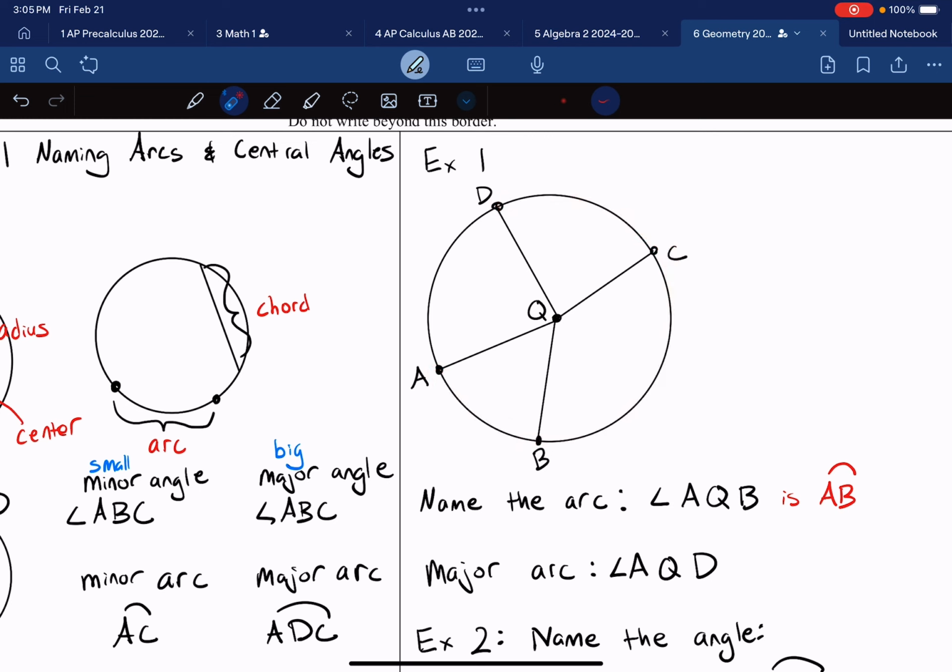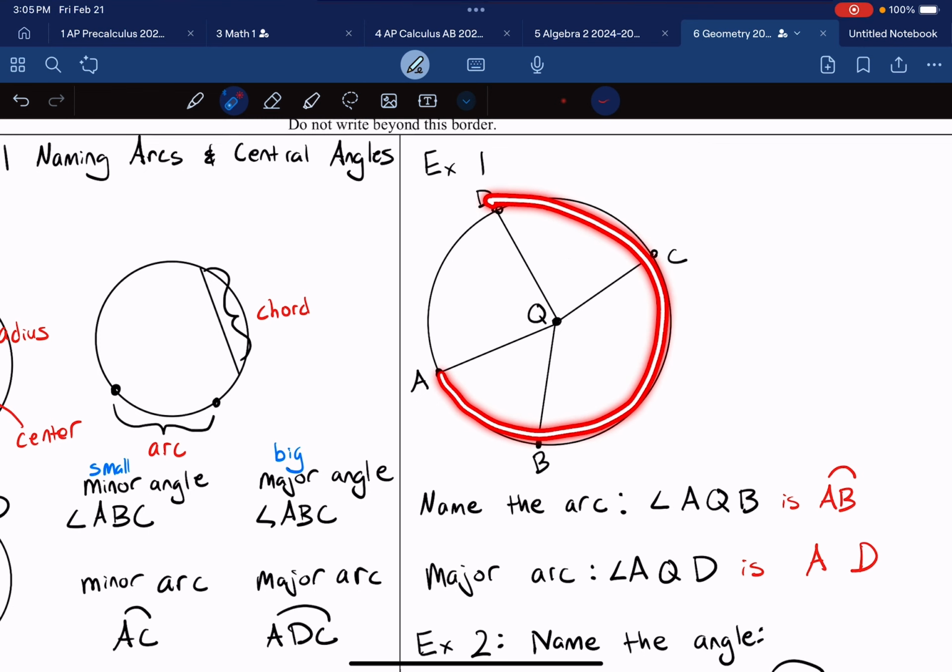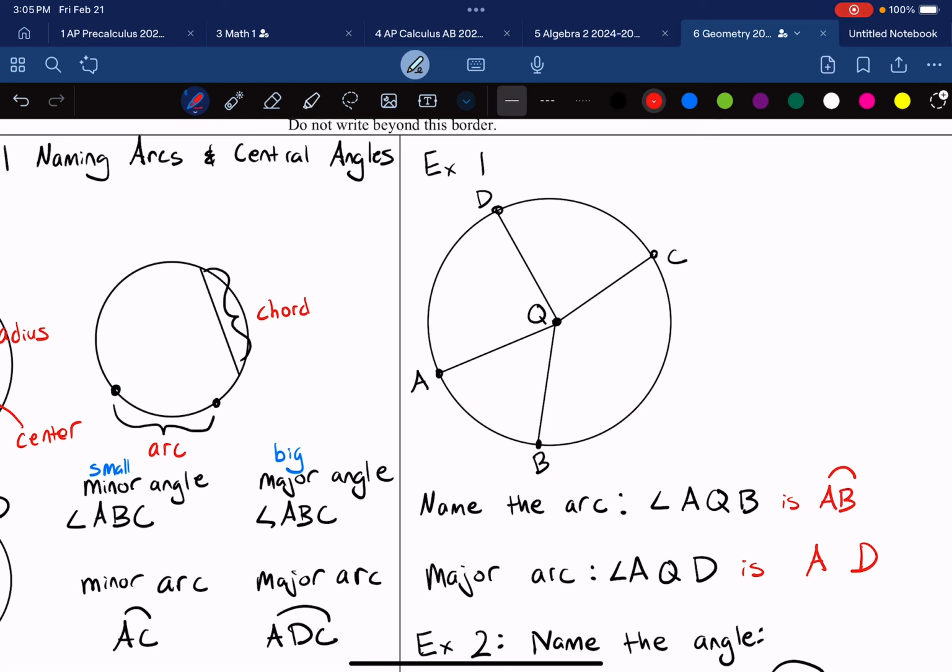So usually I want to start at A and end at D. So I know that my arc is going to be A something D. And you can have any letter in between that's on its path. So from A to D, I can write a letter B. That would be fine. I can write a letter C. That would be fine. Just one of these 2 letters needs to be written. So I'm going to go ahead and just randomly choose B and do my little arc symbol. And now this is a major arc because I have 3 letters.